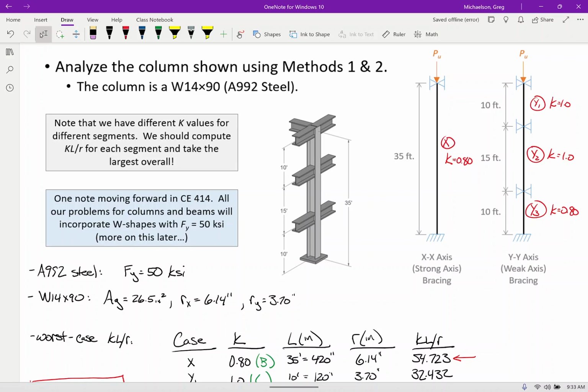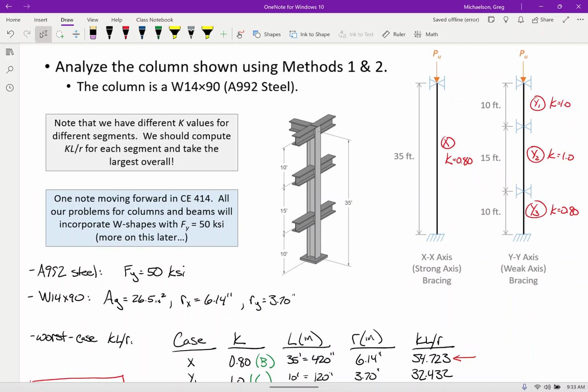Let's look at the problem, okay? Slenderness is a measure of flimsiness, right? And we're trying to determine the segment that is the flimsiest. Let's just look at the y-axis. Which one is the longest? Y2, right? Which one has the largest k value? Y2, right? So, do we really need to check Y1 and Y3? Couldn't we have, by observation, just gone, that's not going to matter?